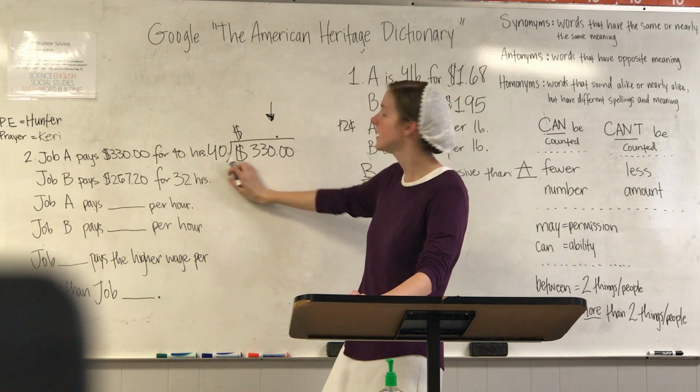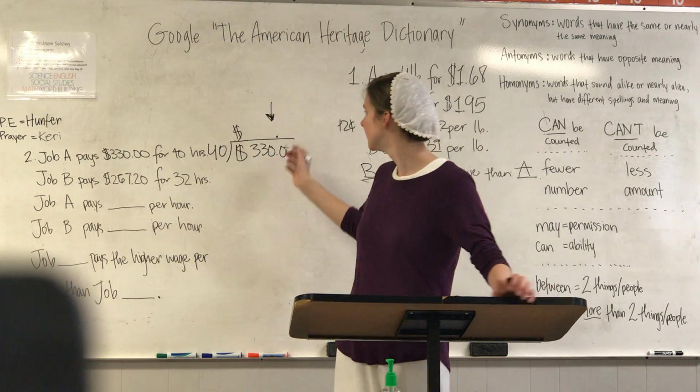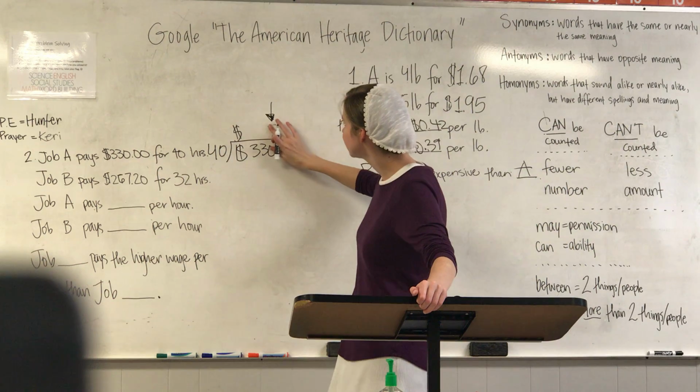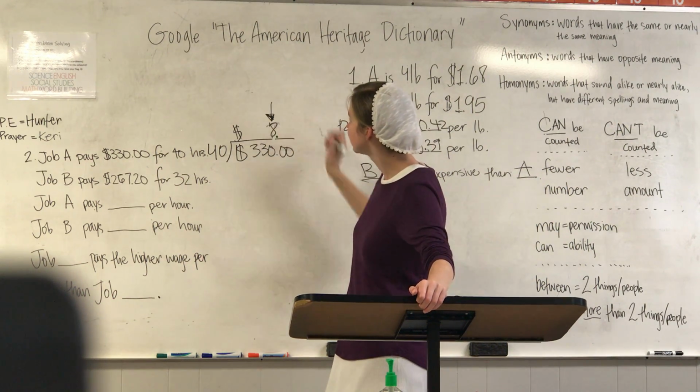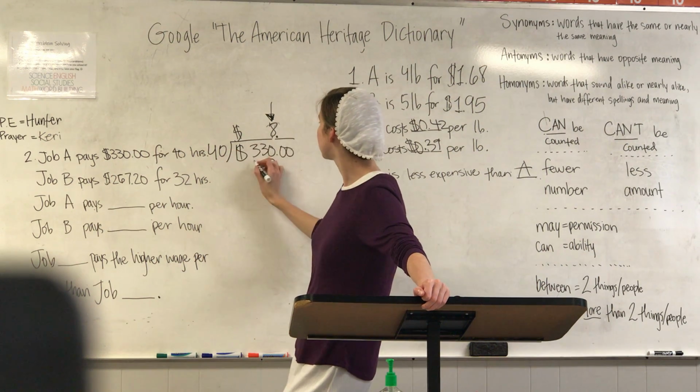Now take 4 into 33. 4 goes into 33. How many times? 7 times. Whee! Not 7. 8 times. Let's multiply. 8 times 0 is 0. 8 times 4 is 32.